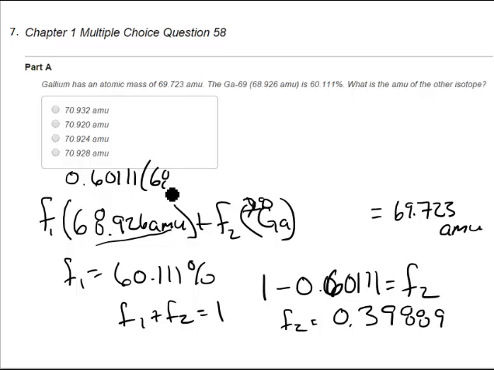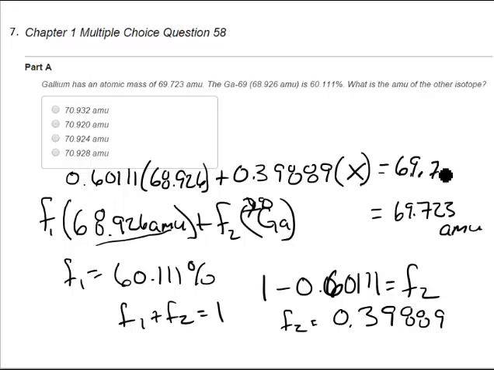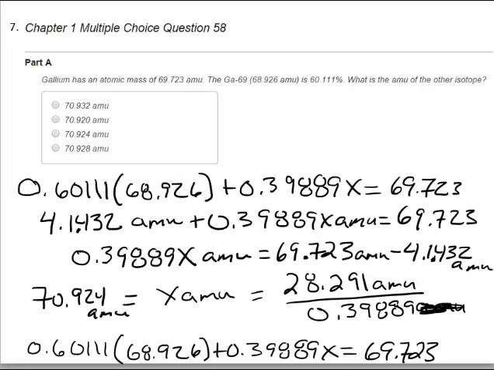So we write this out then in long form, so it's going to be 0.60111 times 68.926 plus now 0.39889 times our unknown. So we're going to call that now X. That's our mass. And that's going to be equal to 69.723. And then we're just going to solve this. So let me clean this up a little bit.